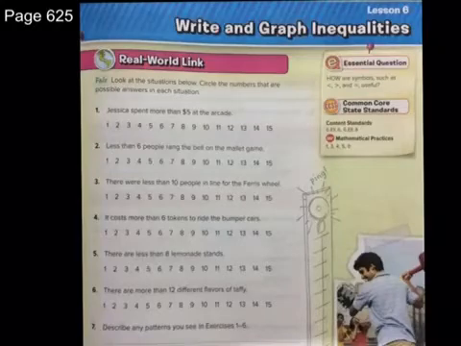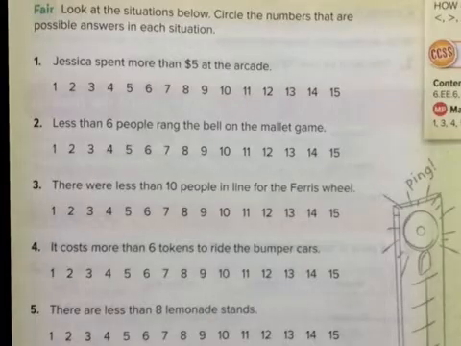Welcome to lesson 8-6, found on page 625. Write and graph inequalities. Let's look at the real world example. Look at the situations below. Circle the numbers that are possible answers in each situation.